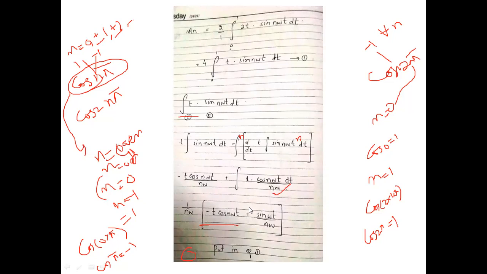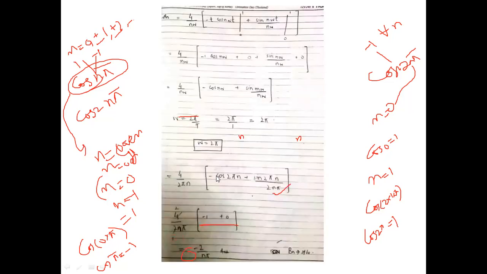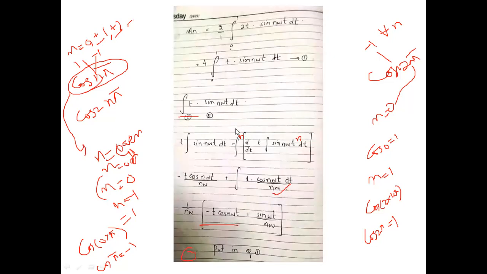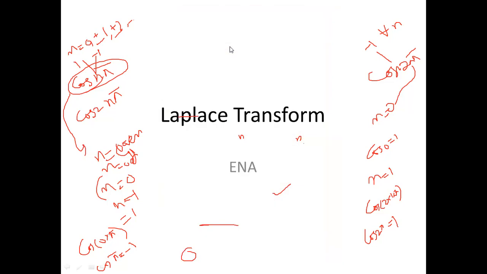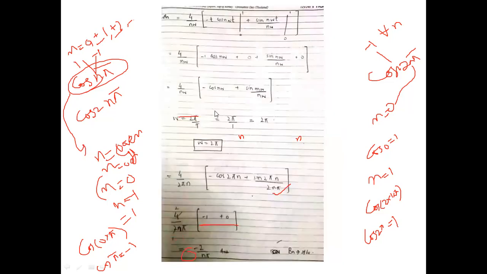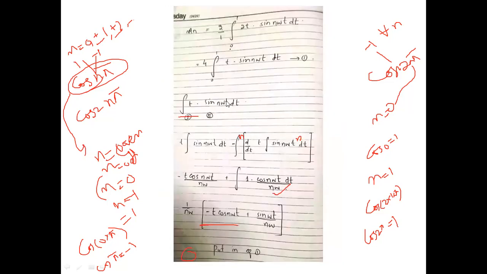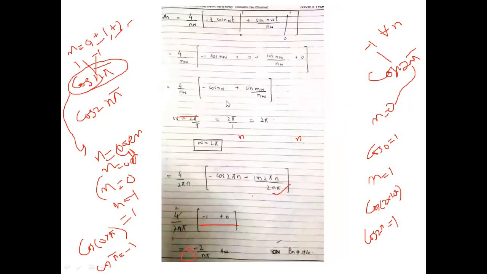After putting the values we will get this. Now we have to find omega. Omega is equal to 2 pi by t, 2 pi by 1, the time period is 1. From 0 to 1 it's 1. This is a constant line, not the negative slope. So time period is how much? Time period is 1.